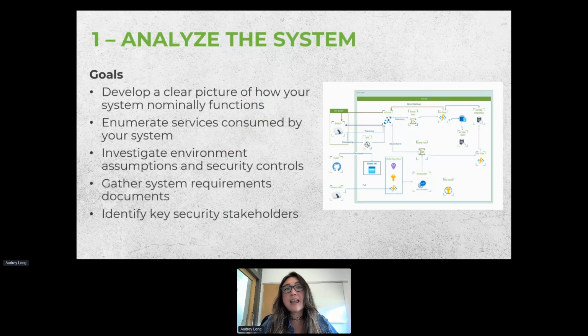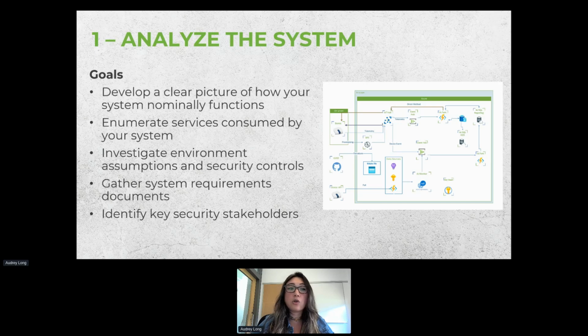So the first phase is analyzing the system. And we like to also call this the design phase. And it's the starting point for your threat modeling activities. You'll gather as much data as possible about what you're building and what you're using to build it with.